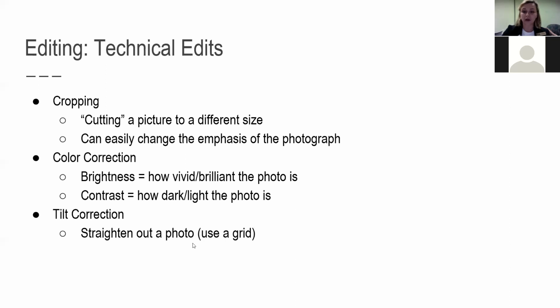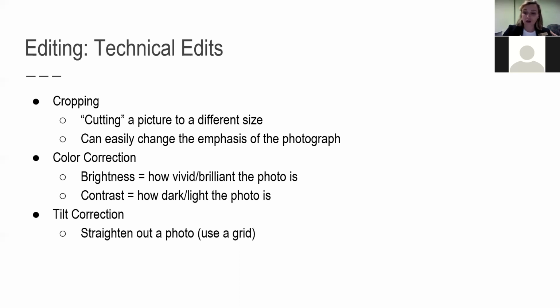Okay, so we're moving right along. So we've made our photo, we've taken it, it looks great, but now it's time for editing. Now, I break editing down myself into two types. There's technical edits and artistic edits. For me, a technical edit involves making minor tweaks to an image, things such as cropping, color correction and tilt correction. So cropping is cutting a picture to a different size, and it can easily change the emphasis of the photograph. So say you have a photo of a group of people, but you only want to look at one person. So you'd crop or cut the others out so only the subject is front and center.